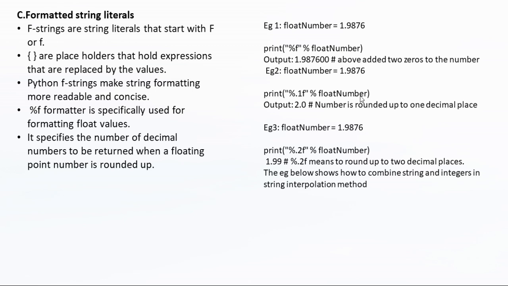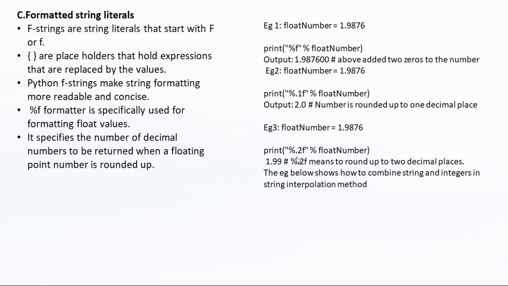This is another example where instead of saying f, I say .1f. So when I say that, the number will be rounded up to 1 decimal place, 0.1, right? So 0.1 would be added to this, and therefore the number becomes 2.0. When you add 0.1 to this, 2.0. So basically it will be rounded up to 1 decimal place.